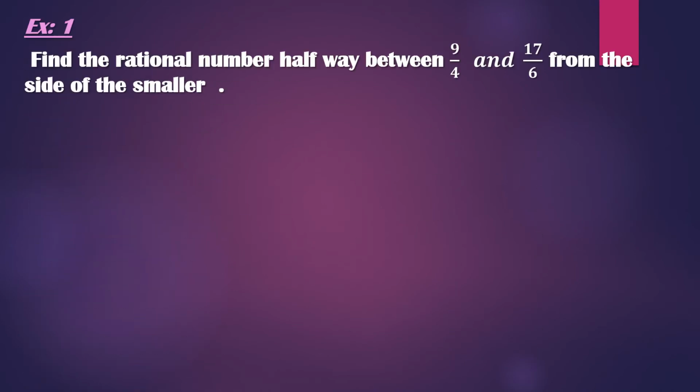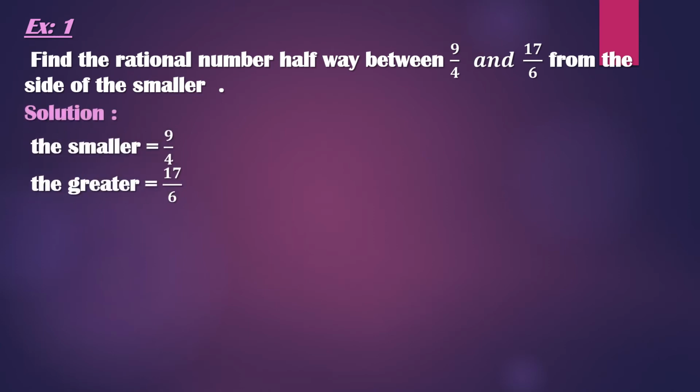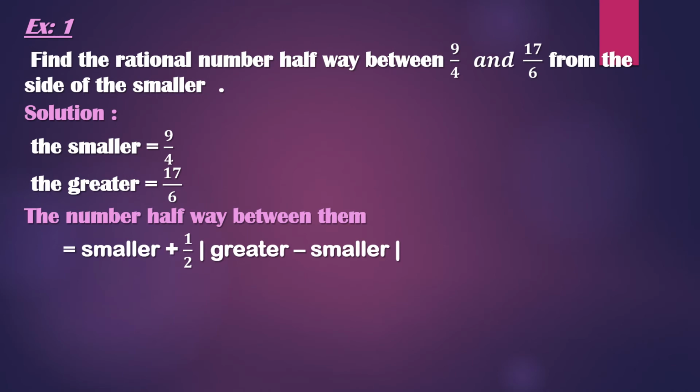Example number 1. Find the rational number halfway between 9 over 4 and 17 over 6 from the side of the smaller. First, we must define the smaller number and the greater number as follows. The smaller number here is 9 over 4 and the greater is 17 over 6. By using the previous rule, the number halfway between two given numbers is equal to the smaller number plus half the absolute value of greater minus smaller.